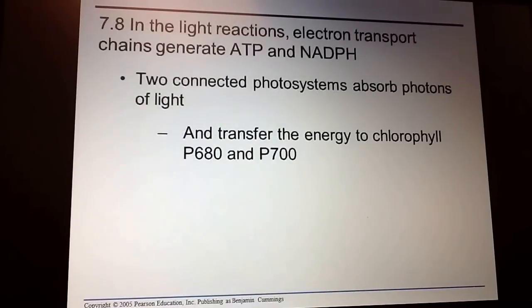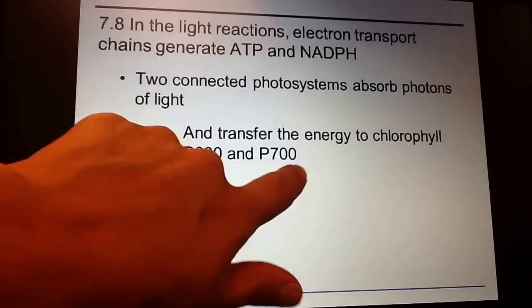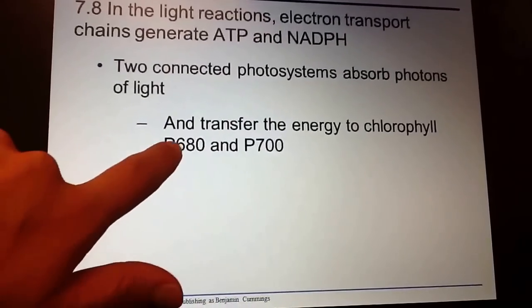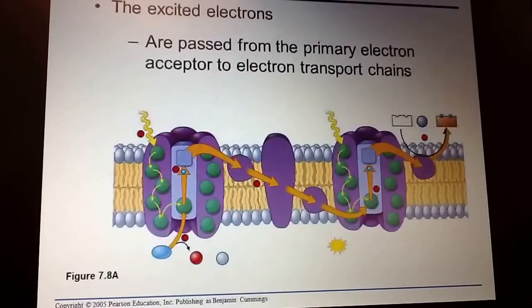Now, the light reactions are going to ultimately generate the ATP and the NADPH. In order to do this, to generate these molecules, we need to absorb enough energy from the sunlight. And in order to do that, we're going to need two different photosystems. The first photosystem is our P700, so that's the wavelength that it's going to be absorbing. And the second one is the P680. Again, that's the light that it's absorbing.